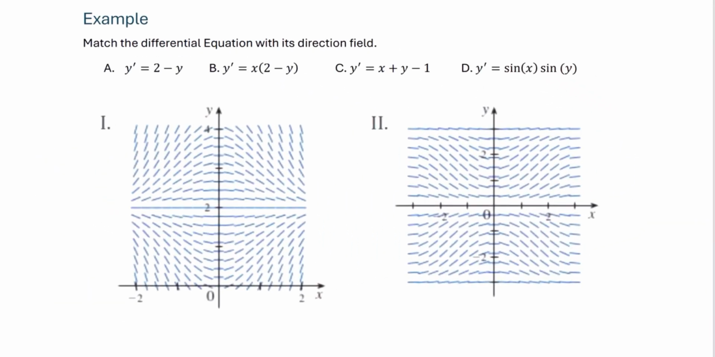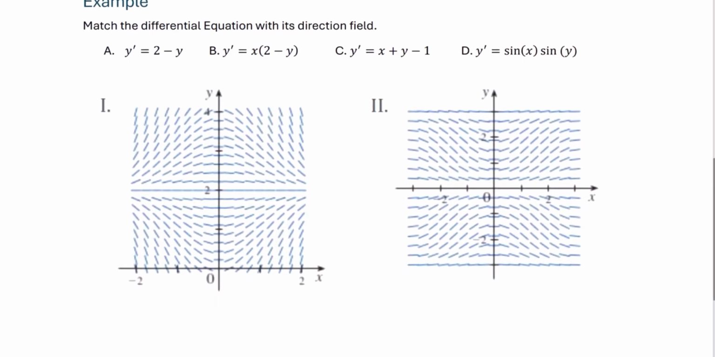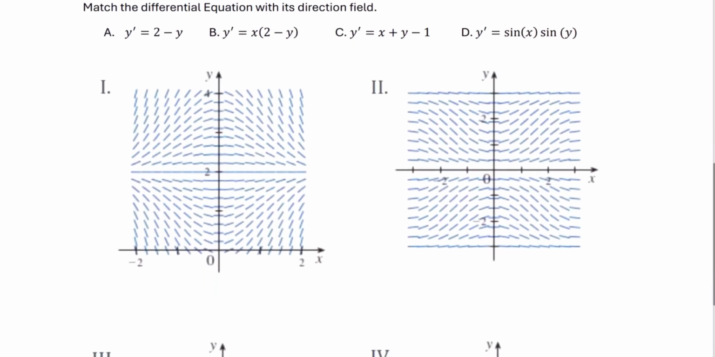In this example, we want to match each differential equation with the corresponding direction field. Now, we could use technology to do this, but let's see if we can do this without using technology and using what we know about slope fields. You'll have to bear with me with some of the scrolling, and we'll have to scroll back and forth to look at some of these. Up first, let's see if we can match graph A.